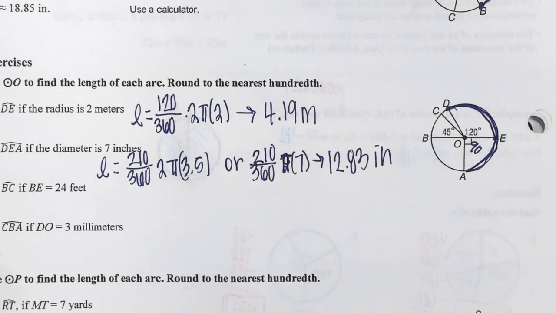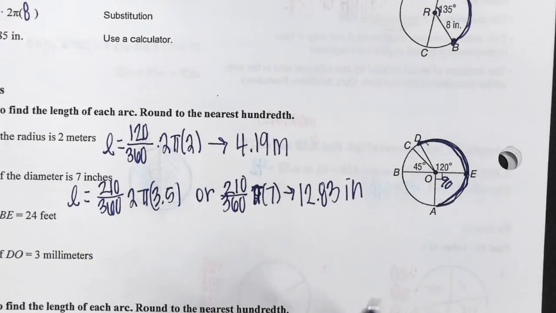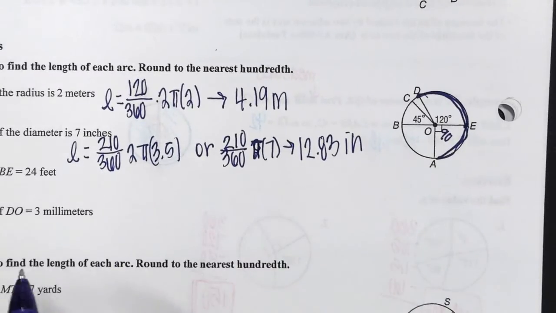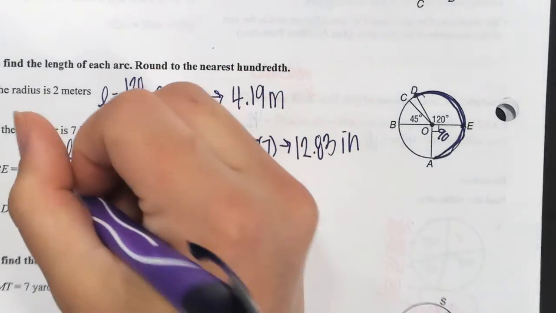Okay, for BC, that's a minor arc. And so it's only 45 degrees. And then BE, is that the diameter or the radius? The diameter. That's the diameter. So if I'm going to do it my way, I need to divide that in half.